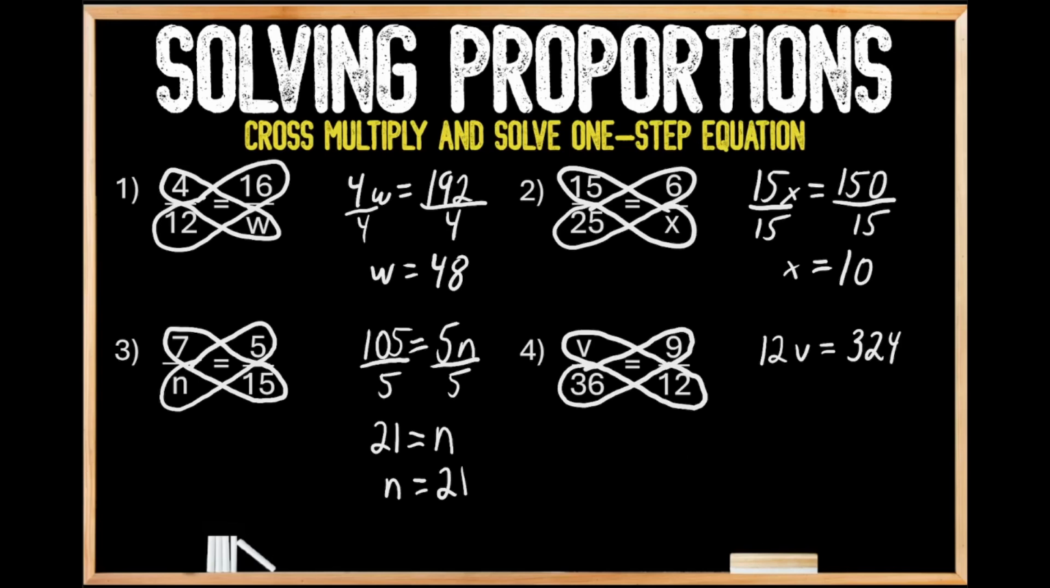And now we're going to solve this one-step equation in order to isolate our variable. And to do this, we're going to divide both sides of this equation by 12. When we divide 12 by 12, we get 1, which is going to give us just v, our variable. And then when we divide 324 by 12, we get 27. So v is equal to 27.